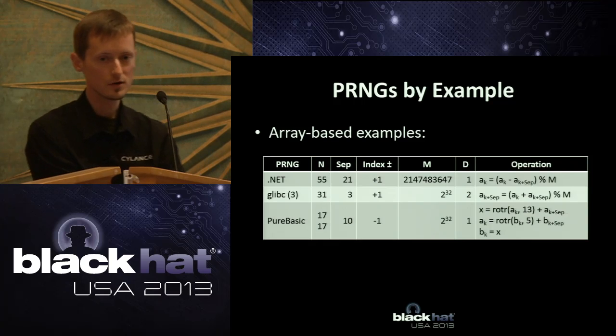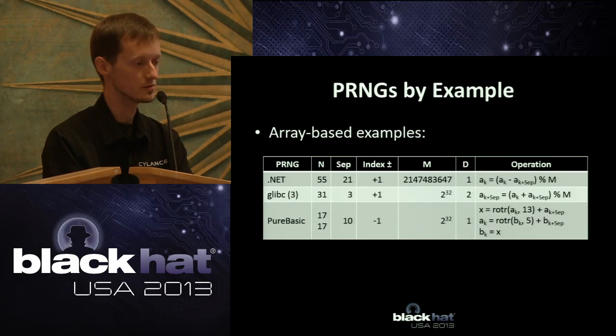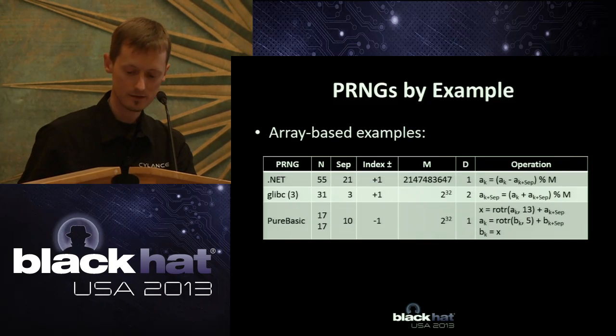And then we got this pure basic PRNG. It's kind of weird. It's got 2 arrays of 17 elements each, and it does a little bit of bit rotation and then some swapping back and forth. It's just trying to be weird, but I'm not going to worry about it right now.